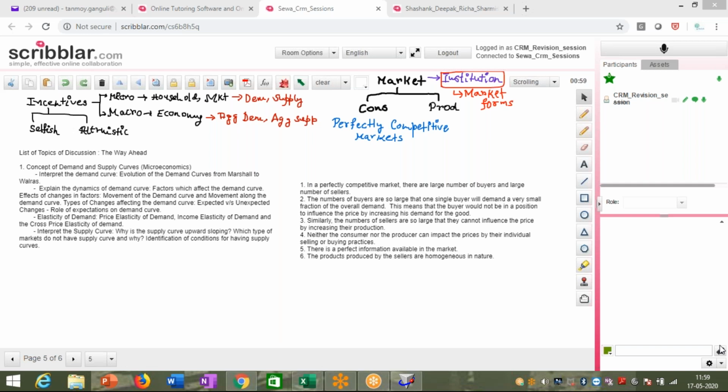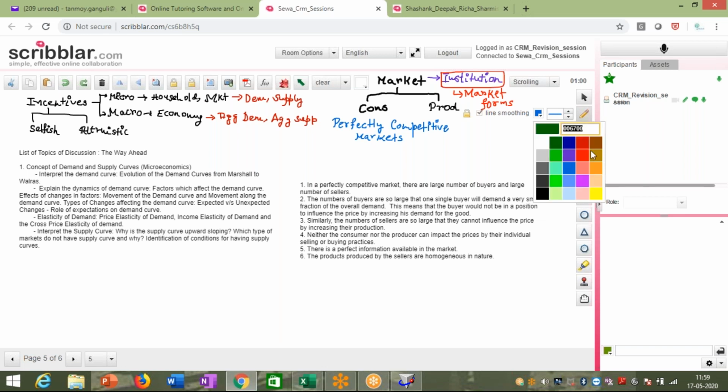So let us now move to talk about the two most important components used to depict the market structure. One of them is the demand curve.